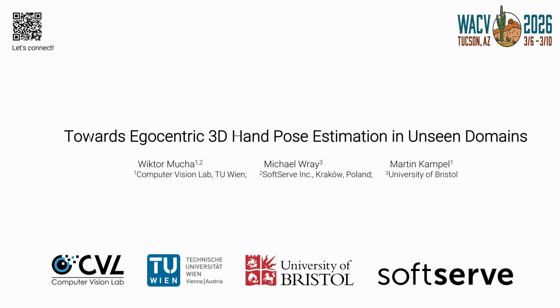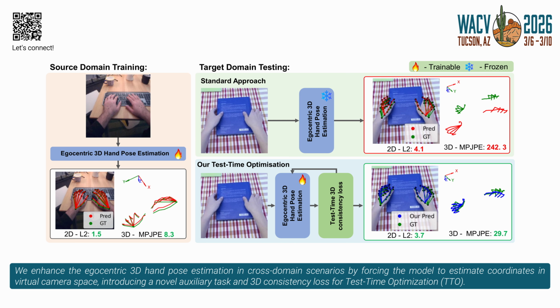Today, I'm going to talk about our work on egocentric 3D hand pose estimation, specifically how to make it actually work in cross-domain scenarios. So here's the core idea. We improve how well a hand pose model generalizes to new environments and cameras it's never seen before, by training it to regress coordinates in virtual camera space, and then letting it fine-tune itself at test time without any labeled data.